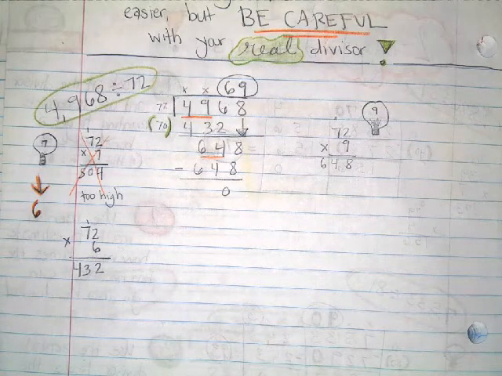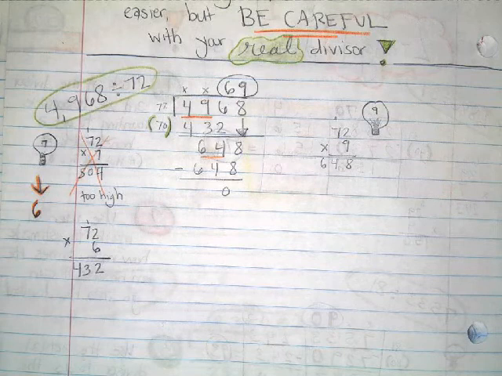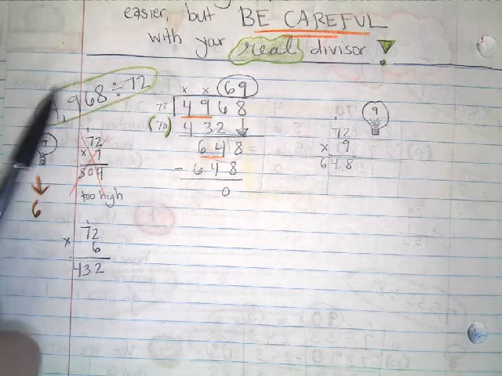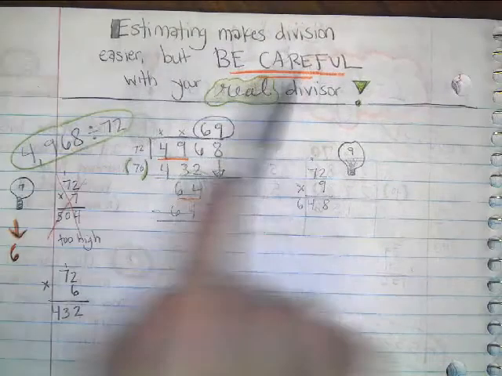So we had one situation where we guessed a light bulb. We guessed 7 and it was too high, so we dropped it down to 6. Then another one, we guessed 9 and it was just right. So this is what estimation does. I just want to make sure that when you go to do the actual multiplication, you are using your real divisor.